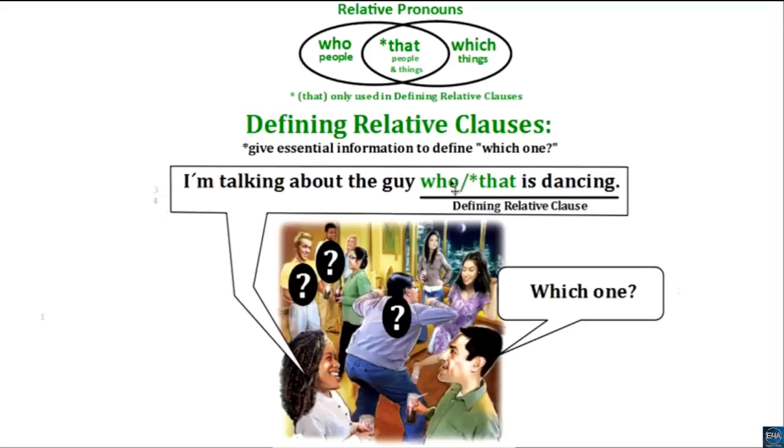Good. Now let's talk about what we're doing here. I can use who, right? Because it's a person. I'm talking about a guy. And we said who is for people, so that's okay. And we can use that, right? Because that is for people or for things. And this is a person, so I can use that. But let's be careful. Let's look at this. That is only used in defining relative clauses. So I can only use that if it's a defining relative clause. And it is a defining relative clause. Now, if it's a non-defining relative clause, I cannot use that. So let's look at an example of this.